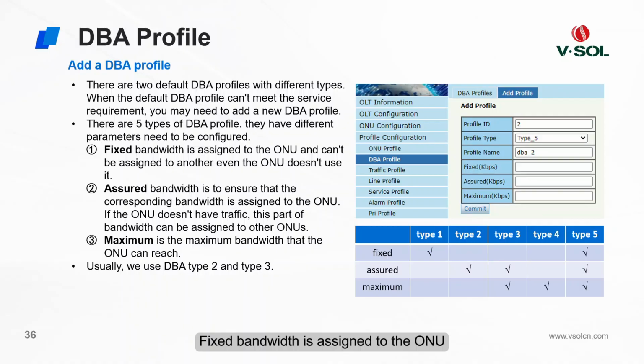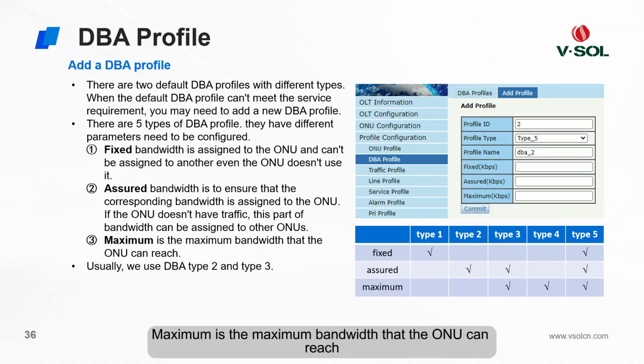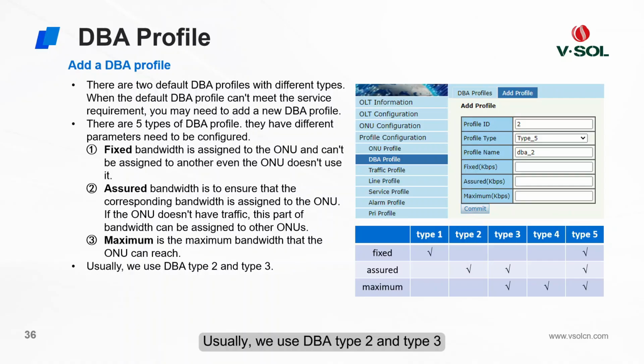Fixed bandwidth is assigned to the ONU and can't be assigned to another, even if the ONU doesn't use it. Assured bandwidth is to ensure that the corresponding bandwidth is assigned to the ONU. If the ONU doesn't have traffic, this part of the bandwidth can be assigned to other ONUs. Maximum is the maximum bandwidth that the ONU can reach. Usually, we use DBA Type 2 and Type 3.